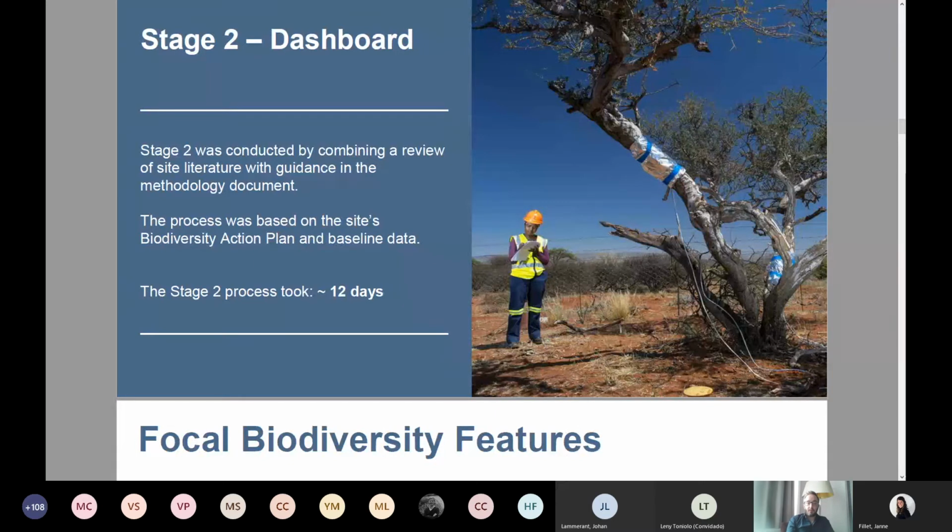So for stage 2, when we did the in-depth site assessment and produced a dashboard, it was conducted using a review of site level literature and guided through the methodology. And the key reference for this, alongside the site manager themselves, was the Biodiversity Action Plan and the baseline data to support that that was produced for the site. And this process took approximately 12 days to implement. We move to the next slide.